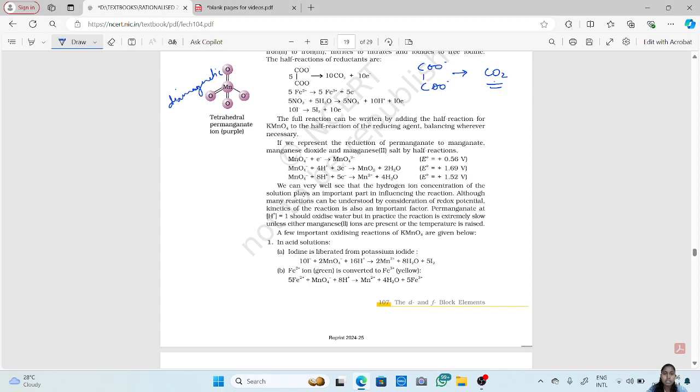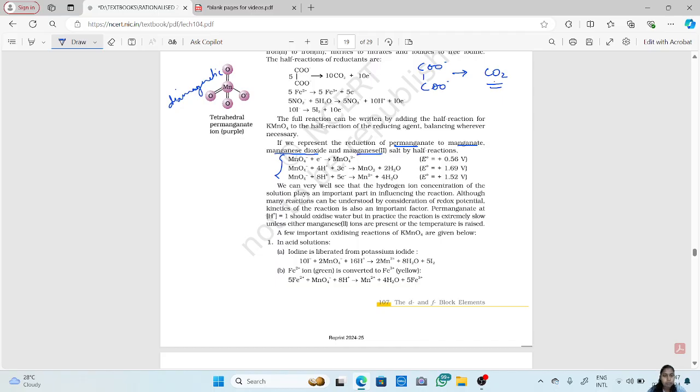Now the full reaction can be written by adding the half reactions for KMnO4 to the half reactions of the reducing agent, balancing wherever necessary. How will you write a full reaction? You can write it by using the half reaction method. If we represent the reduction of permanganate to manganate, manganese dioxide and manganese 2 salt by half reactions, these are the half reactions.